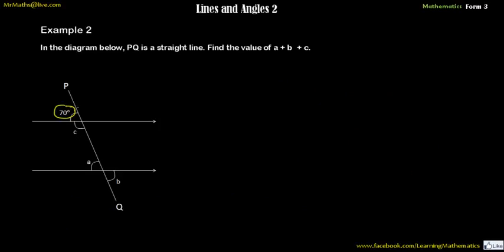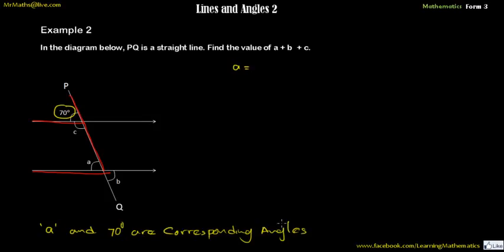Let's take a look at each of these other angles, first of all, A. Can you identify the relationship between 70 degrees and A? Yes, it's made of the letter F. Let me draw the letter F there using red ink so that you can see it better. So what can you conclude? Yes, angle A and 70 degrees are corresponding angles. And A is equal to 70 degrees. So that's the first value. Let's take a look at B now.